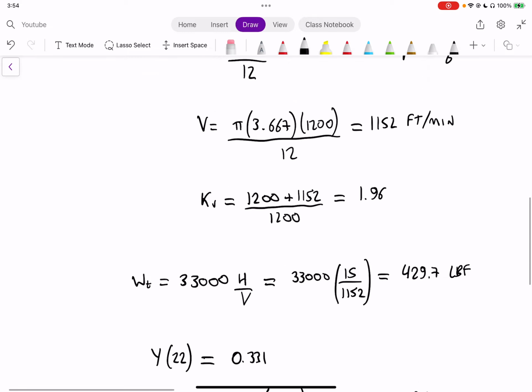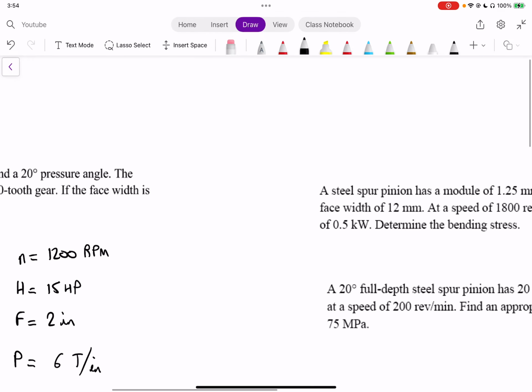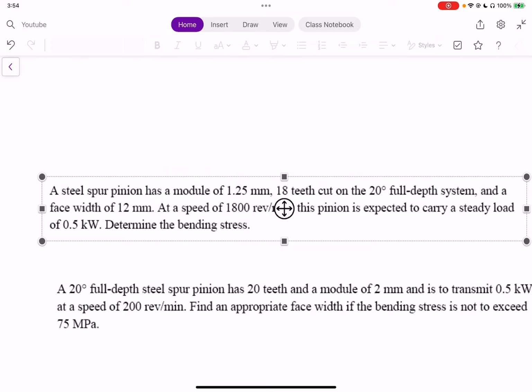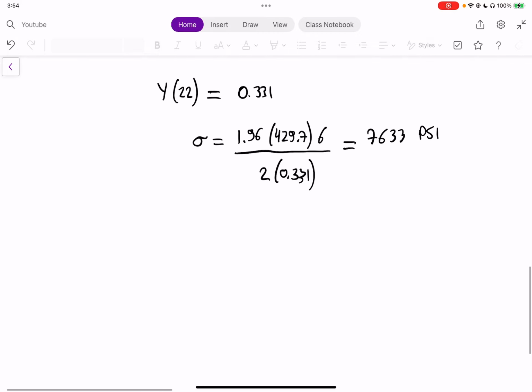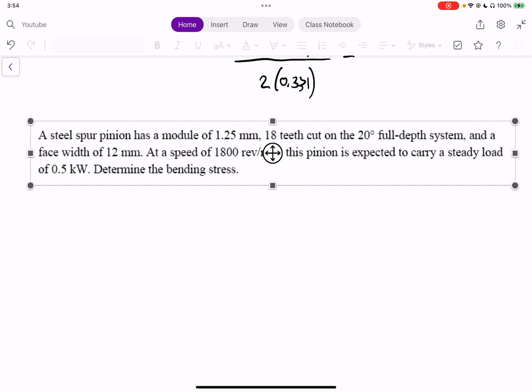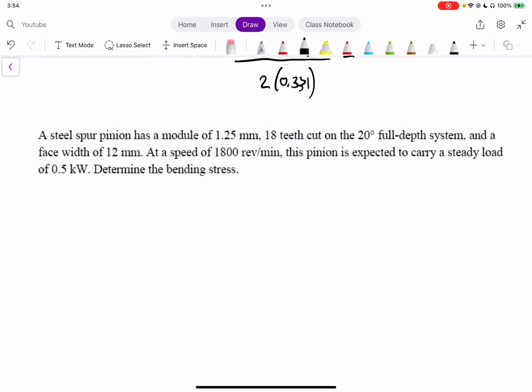So now we're going to solve another problem from our handout. I'm going to copy it over. I have it here on the right side, so let me just copy it over. And this one's going to be in SI units, so it's going to be a slightly different process, but a very similar idea. So we have a steel spur pinion that has a module of 1.25 millimeters, 18 teeth cut on the 20-degree full depth system, and a face width of 12 millimeters at a speed of 1800 RPM. This pinion is expected to carry a load of 0.5 kilowatts.